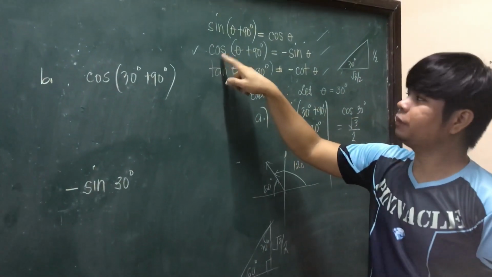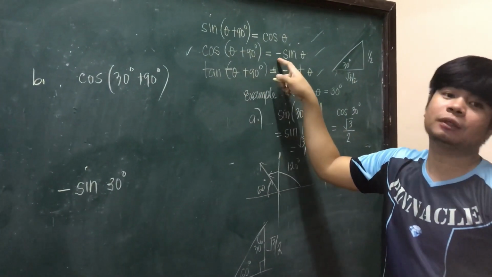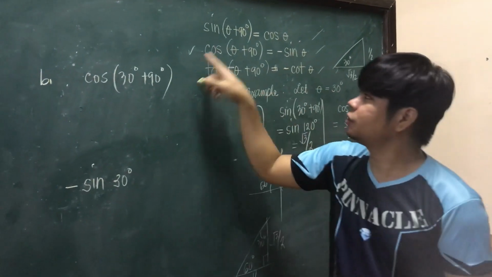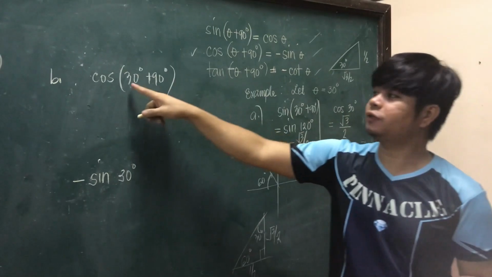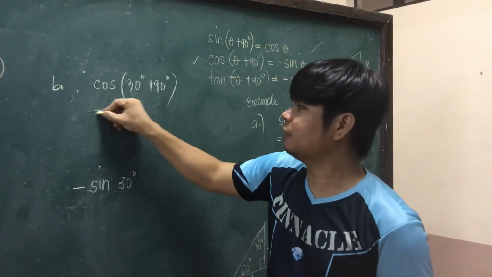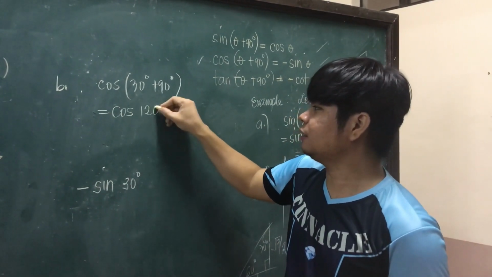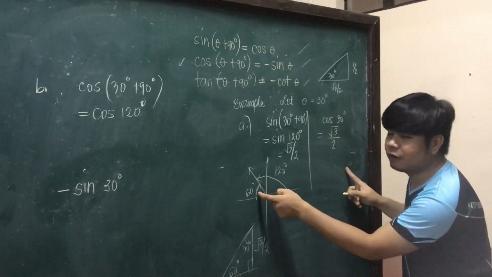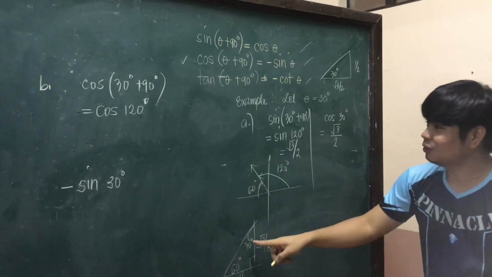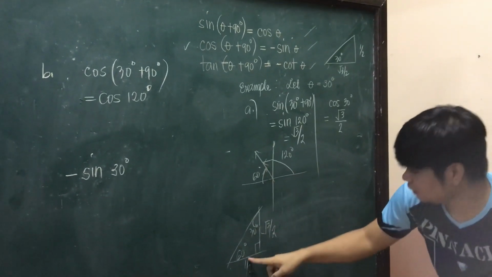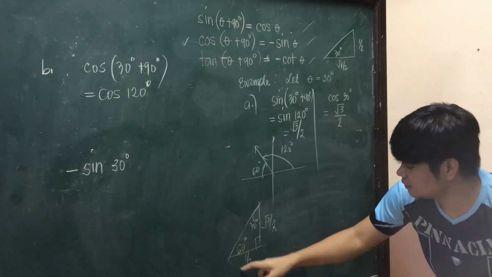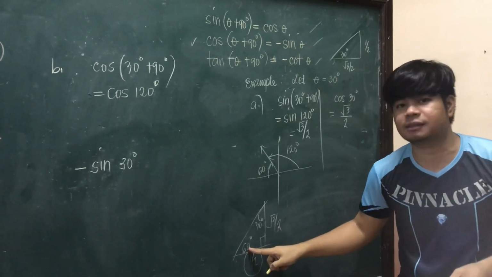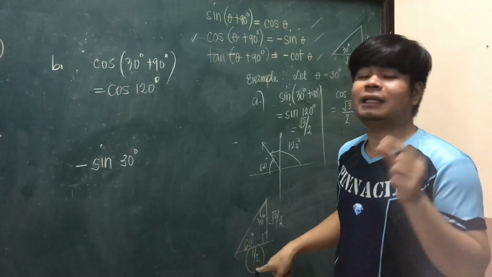Now we try to prove that cosine of theta plus 90 degrees is equal to negative sine theta, with theta still equal to 30 degrees. Replacing theta with 30 degrees, 30 degrees plus 90 degrees will give us 120 degrees. The reference angle is 60 degrees, and the adjacent side is 1/2. So cosine of 120 degrees is also cosine of 60 degrees, and that is 1/2.